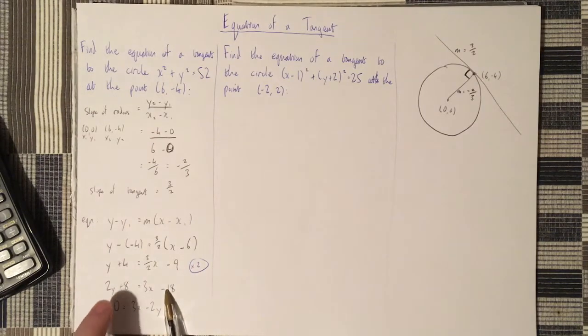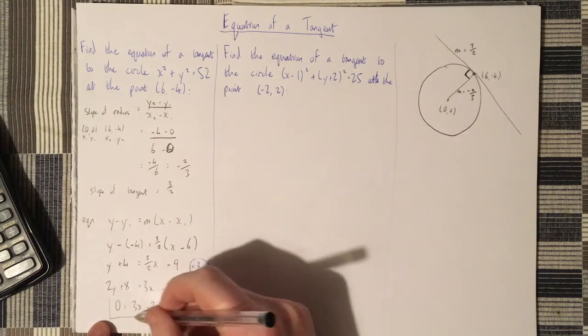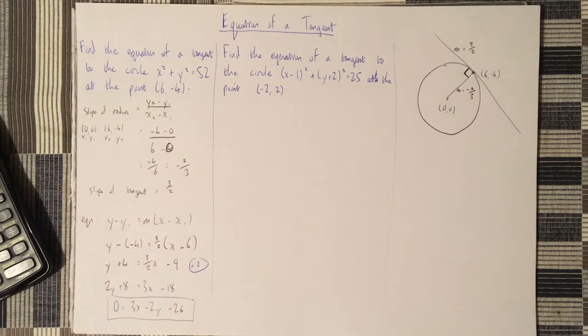I have a minus 18 here. When I bring minus 8 over, it becomes minus 18 minus 8, which is minus 26. So there is the equation of my tangent. All right, so there's a little bit involved there.